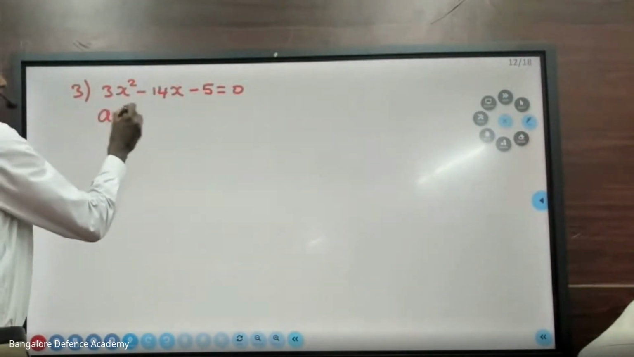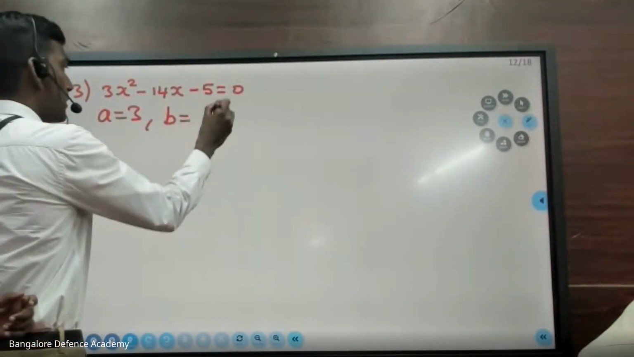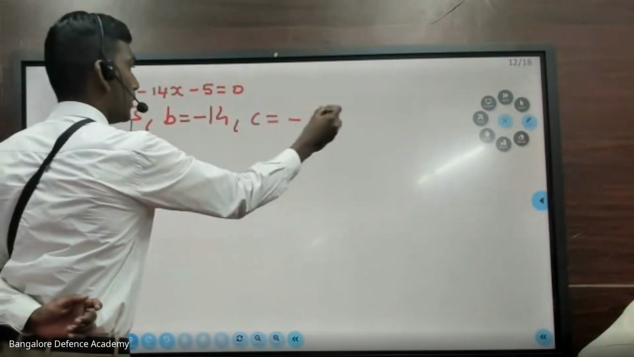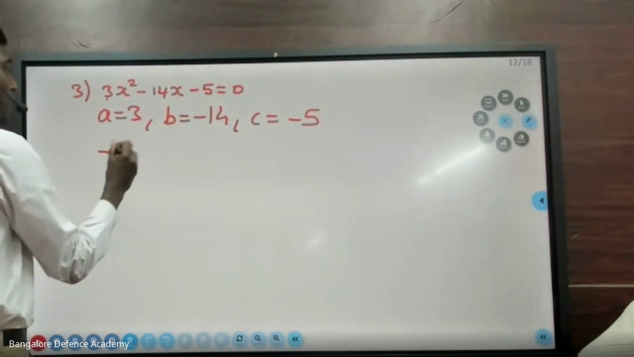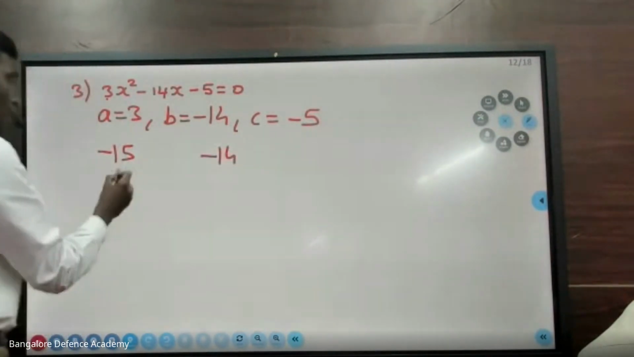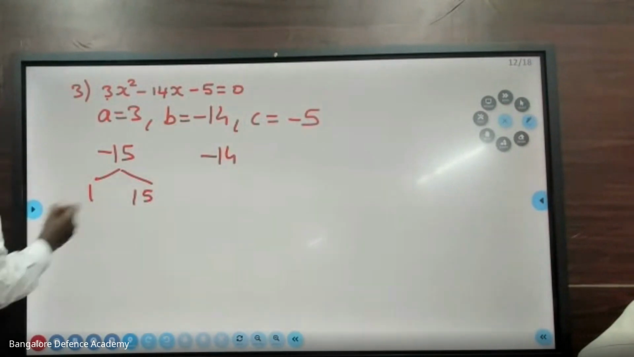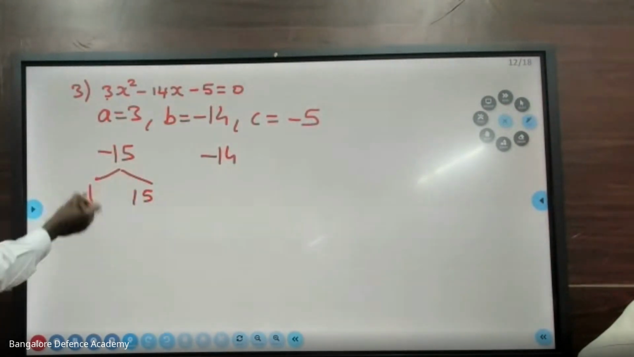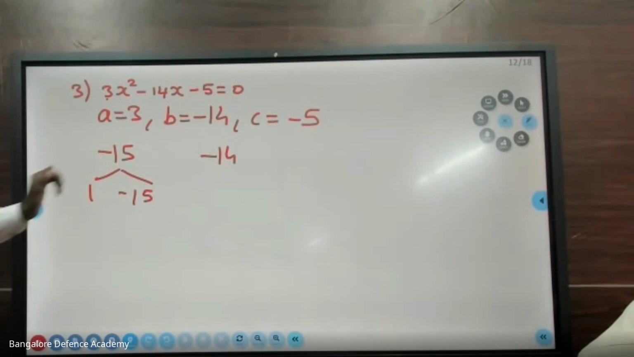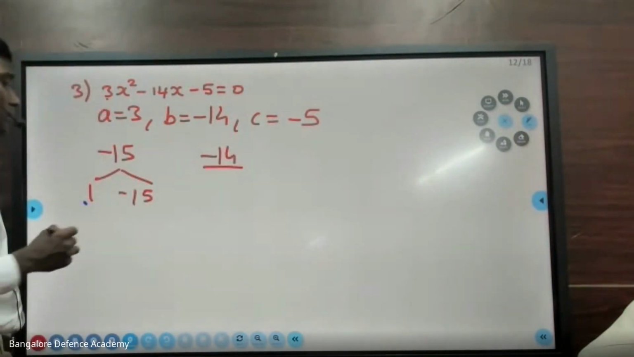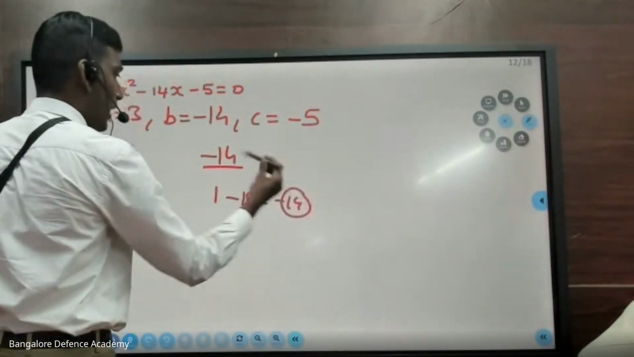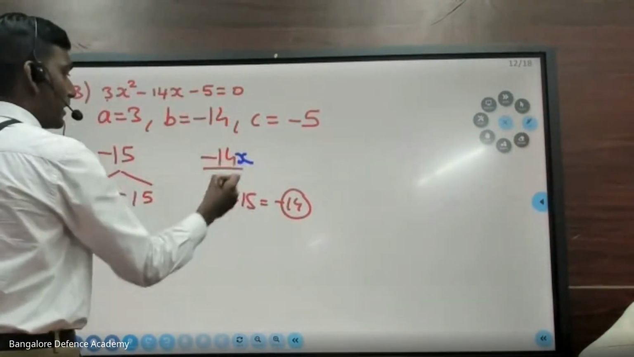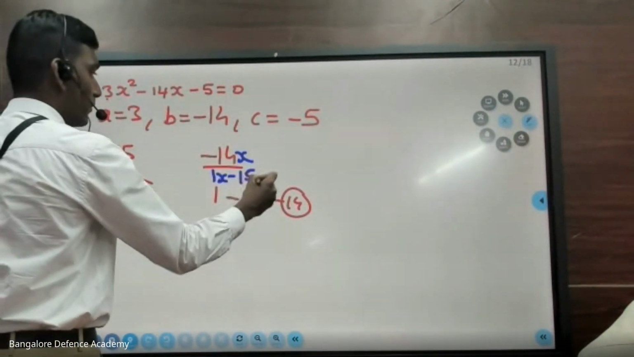Okay. Look at this. A is 3. B is minus 14. What is C here? Minus 5. A into C: 3 into minus 5 gives me minus 15. And B is minus 14. Now try to do it. 1 into 15 is 15, but I want minus. I can take minus 15. 1 into minus 15 gives me minus 15, but I want minus 14 here. Now tell me, 1 minus 15 is equal to how much? Minus 14. That means minus 14x, I can write it as 1x minus 15x.